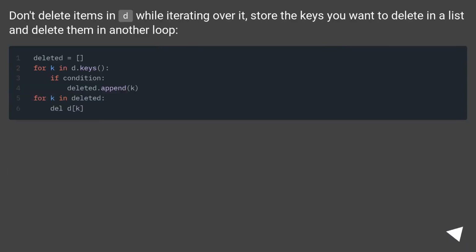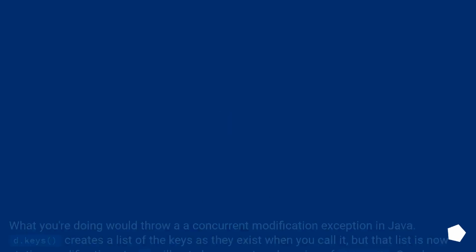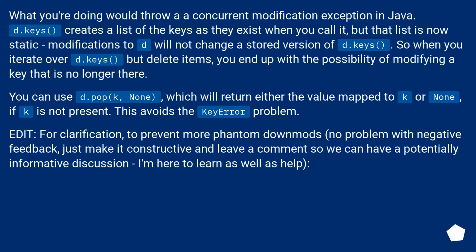Don't delete items in d while iterating over it. Store the keys you want to delete in a list and delete them in another loop. What you're doing would throw a concurrent modification exception in Java. d.keys creates a list of the keys as they exist when you call it, but that list is now static. Modifications to d will not change a stored version of d.keys.